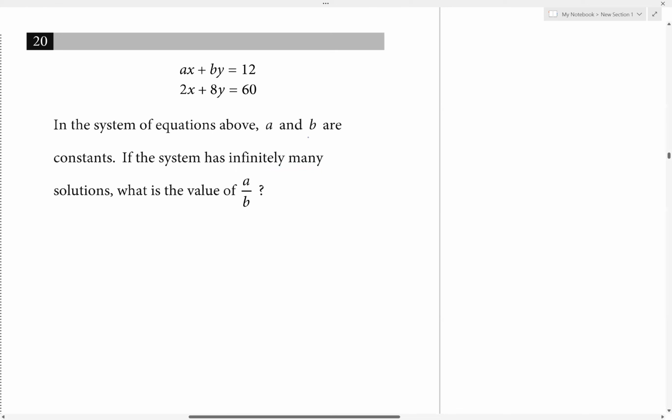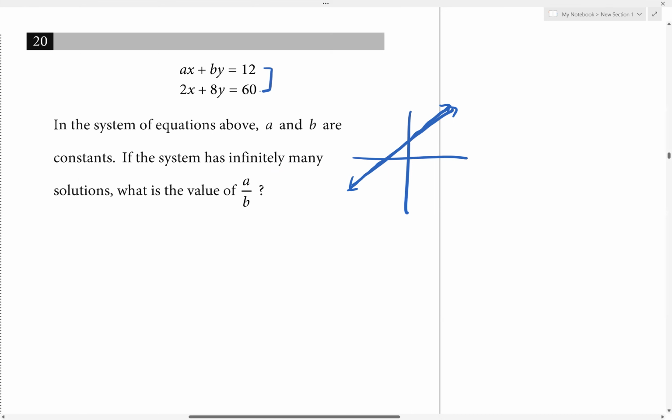So for a system of equations question like this, if you have infinitely many solutions, what they're telling us is, if you think of it graphically, if you had two lines that had infinite solutions, then they always have to overlap. Essentially the two lines are always overlapping each other, always touching, so they have infinite solutions.